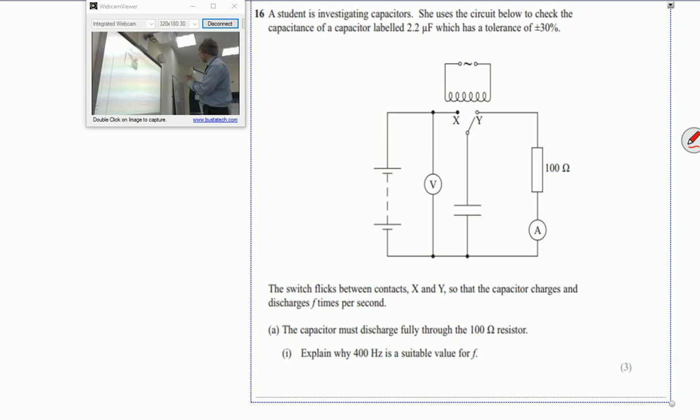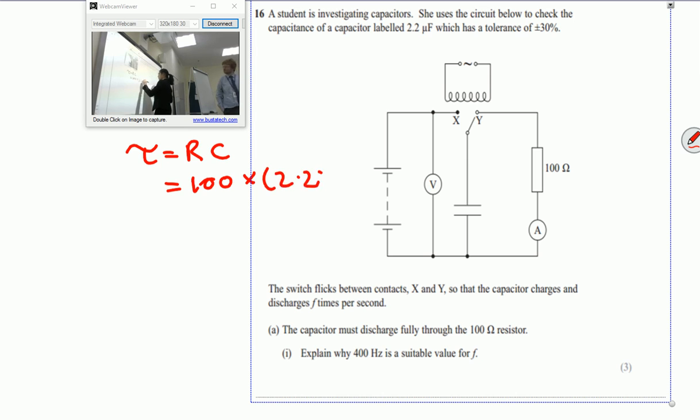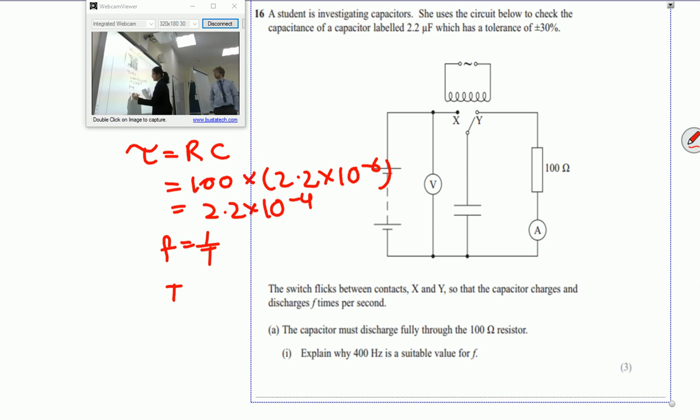So the capacitor must discharge fully through the 100 ohm resistor. Clear, my 400 hertz is the value for f. What are you going to do? I'm going to find my constant first. Should be RC. So you get 54. Right. And then I'm going to find the time, which will be 400. Okay, so hang on.